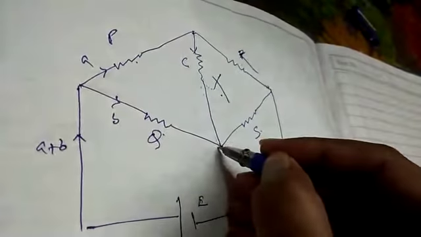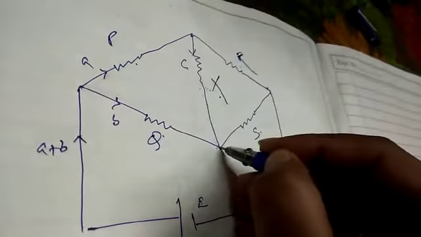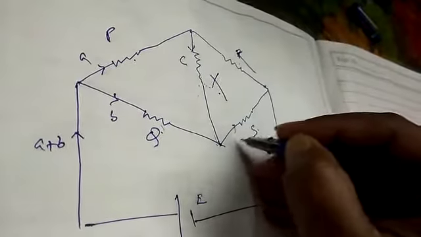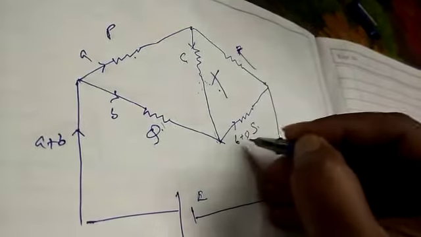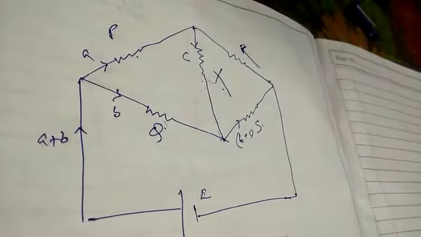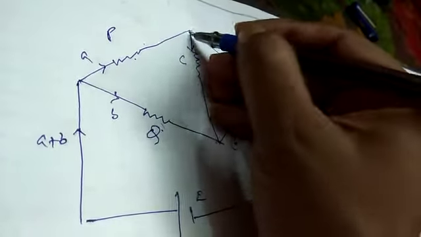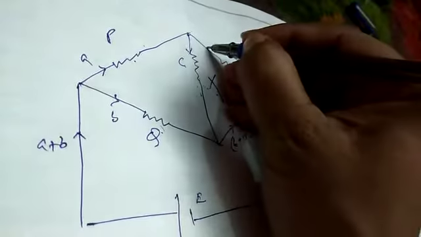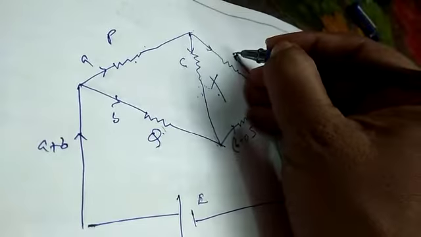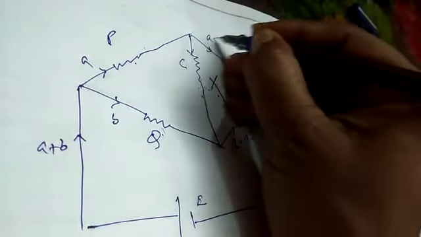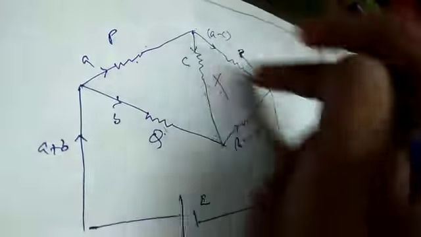When some current C passes through X, this current will come here, and B and C will join together, and it will pass through S, B plus C. And A current reaches here, and C current passes through here. That means the rest of the current will pass through R. So A minus C current will pass through R.